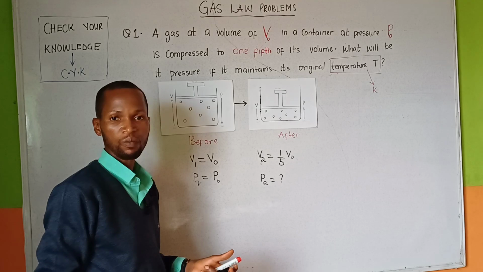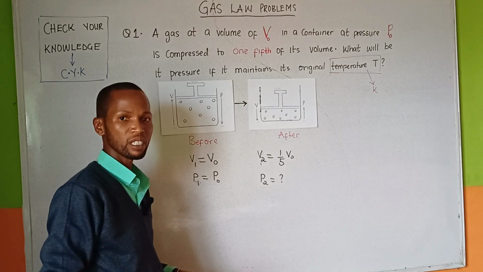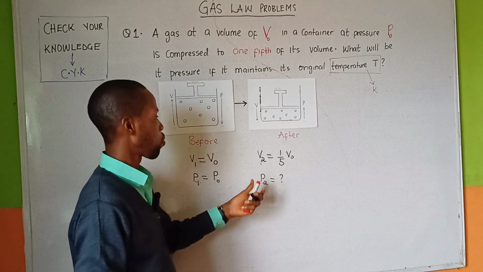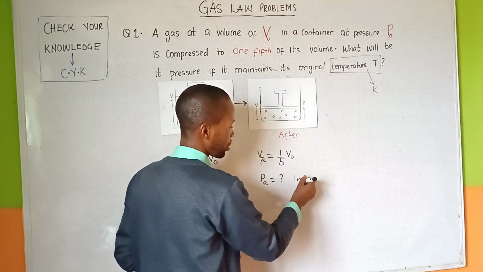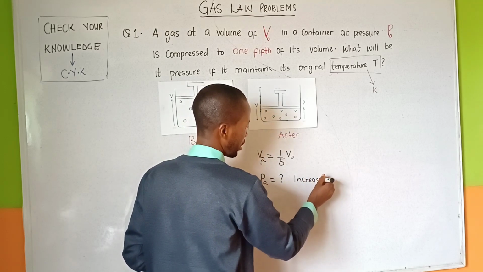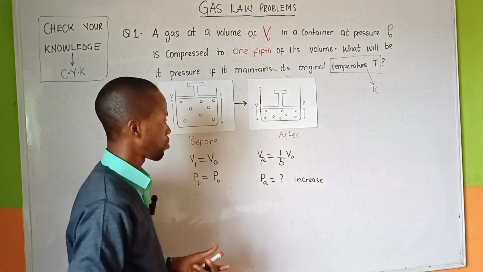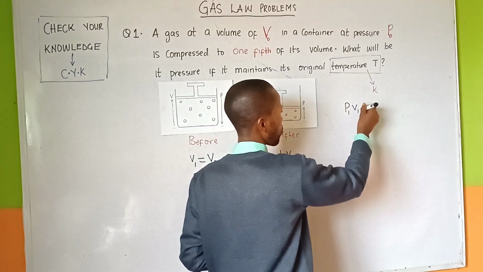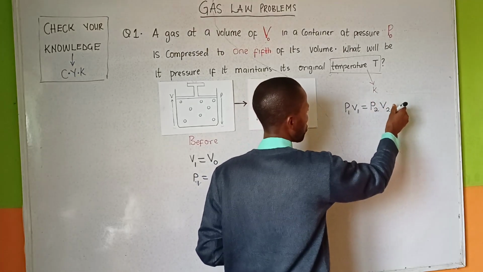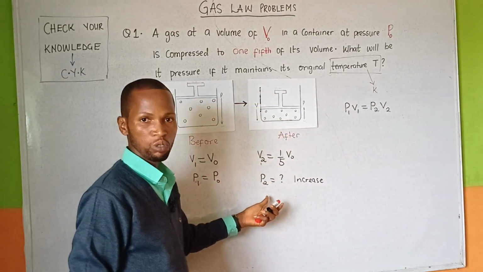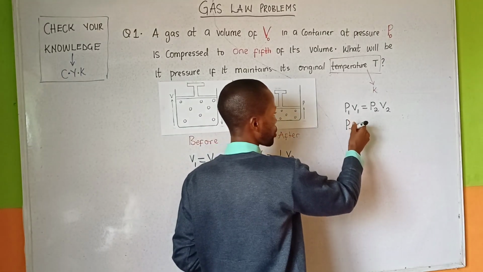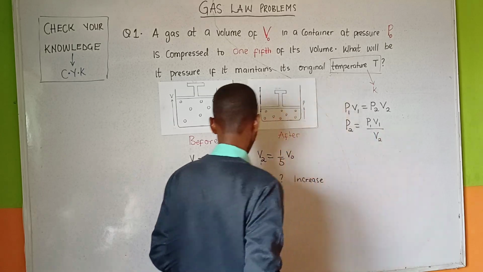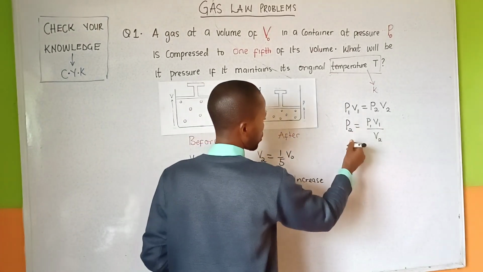Recall that from Boyle's law, as volume increases, pressure decreases. Likewise, when volume decreases, pressure increases. So we are expecting to have an increase in pressure. From the mathematical expression for Boyle's law, we have P1 V1 equals P2 V2. We are to find P2. Therefore, we make P2 the subject of the equation. We have P1 V1 over V2. P1 is P0.